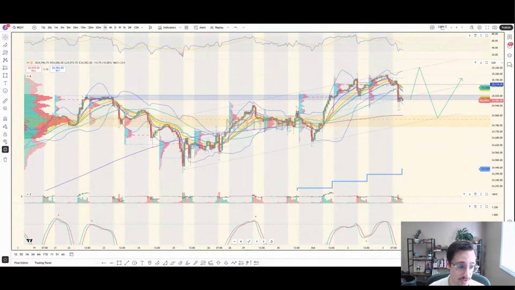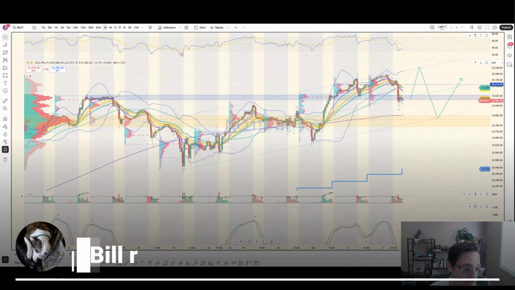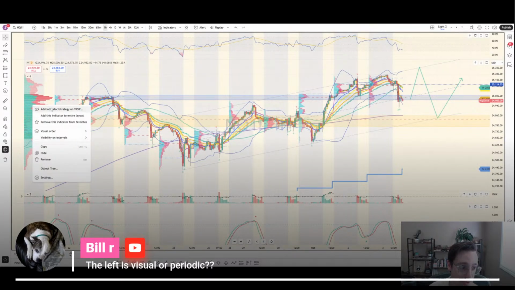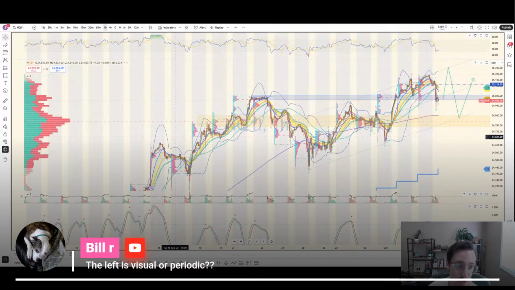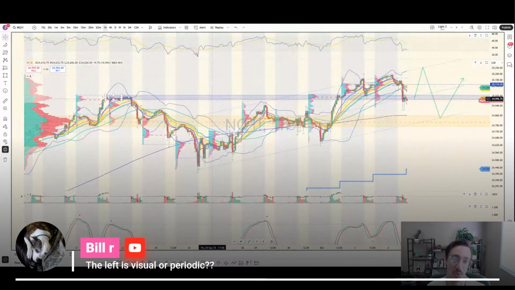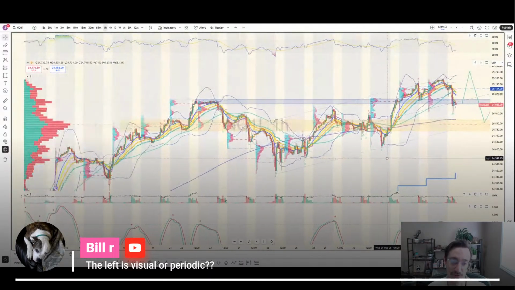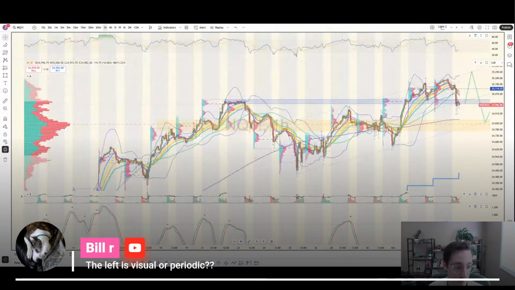But let me check in on the comments here. Let's see. Is the left visual or periodic? The volume profile on the left is the visible range. So when I go like this, it'll change. You can also do the periodic, and that's how you can select, like, this is the past 20 trading sessions. This is the past 5 days for a week. So both are totally valid. This is just easy, and it works good enough for me. It's close enough for government work.